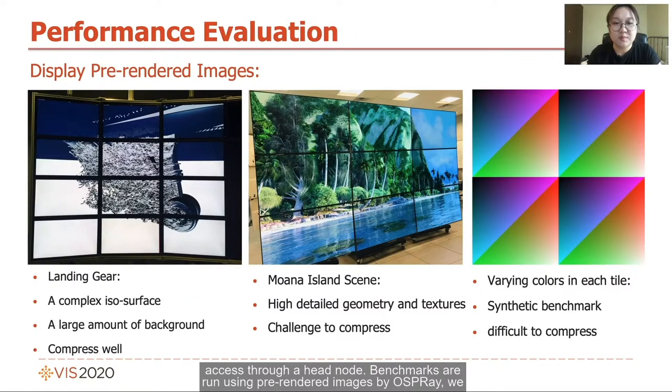Benchmarks are run using pre-rendered images by Osprey. We aim to isolate the performance impacts of the different configurations of our framework from the renderer's performance. We tested on the landing gear, the Moana island scene, and generated varying colors. The landing gear has a complex surface and a large amount of background, which is compressed well. The Moana island scene has high detail geometries and textures which are challenging to compress. The varying color image is a synthetic benchmark which is difficult to compress.